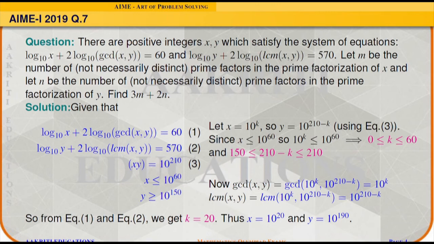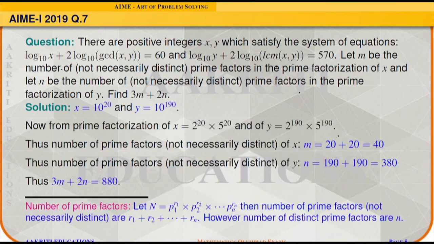So using this fact, we will get GCD of x comma y as 10 raised to the power k because k is always less than 210 minus k. And LCM of x comma y will be 10 raised to the power 210 minus k. Now, by substituting these values in equations 1 and 2, we will get k is equal to 20. And hence x is equal to 10 raised to the power 20 and y is equal to 10 raised to the power 190.